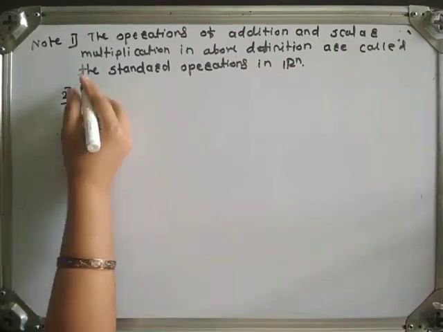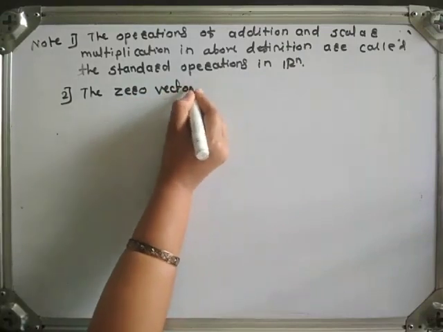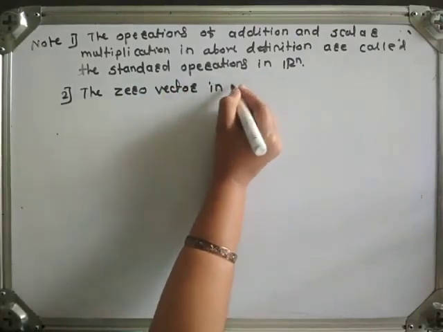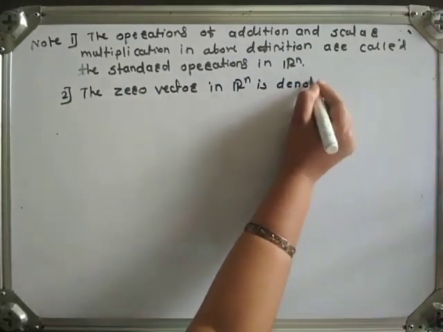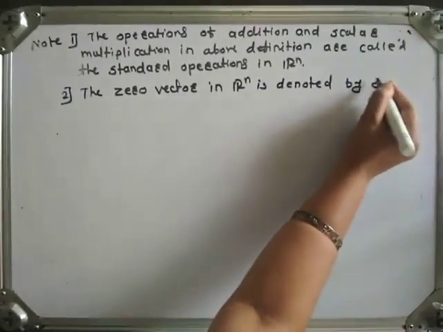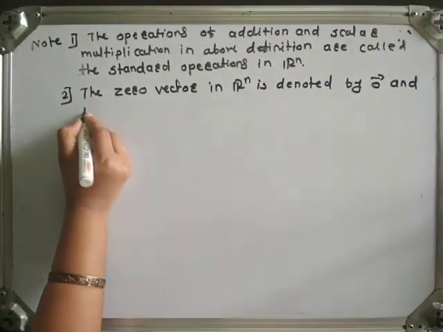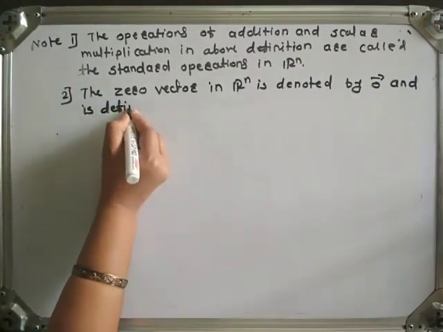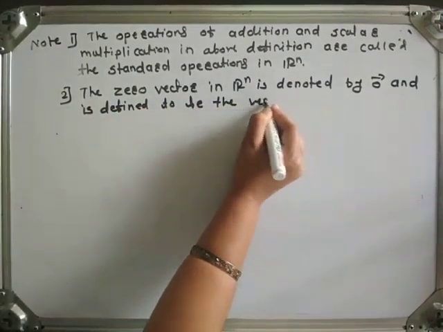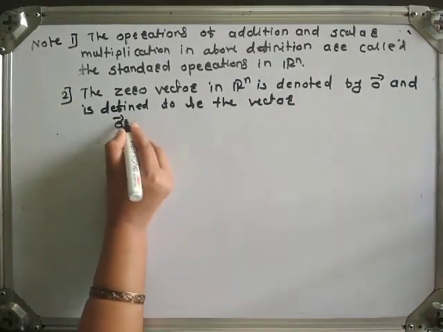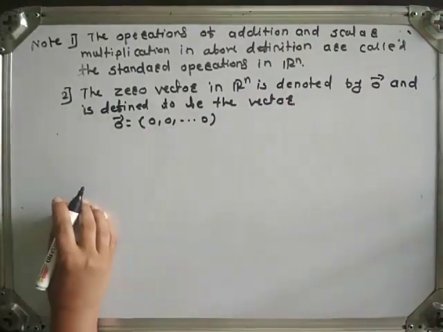Second note: the zero vector in Rn is denoted by 0 bar and is defined to be the vector 0 bar is equal to 0, 0 and so on up to 0, n times.